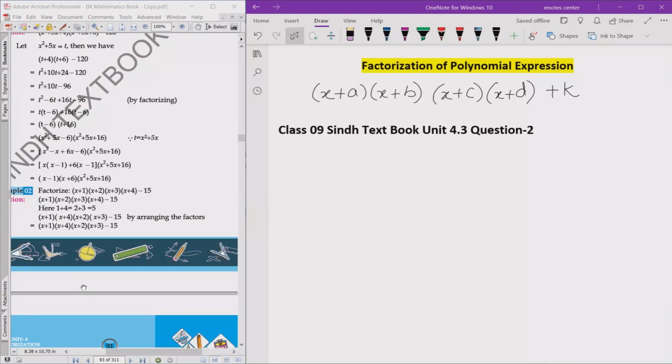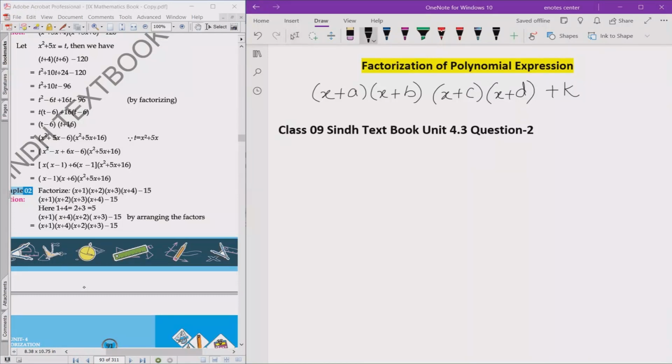Today we will learn about the factorization of polynomial expressions, and this is another type. We have already covered multiple types of factorization methods. You can see our playlist on our channel, so you can see how many types we have covered.